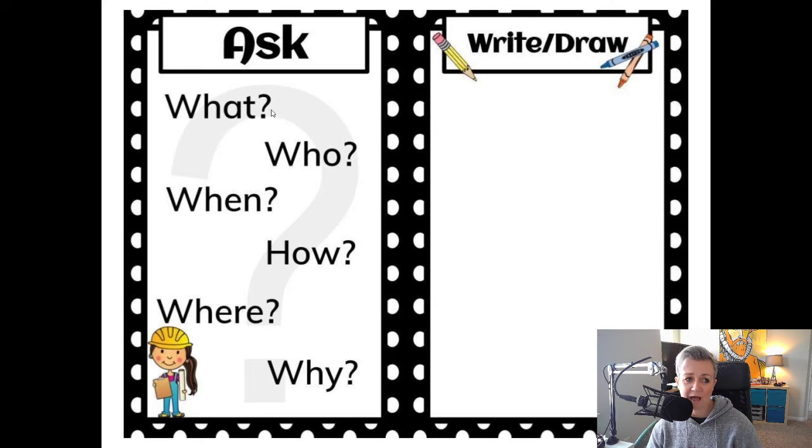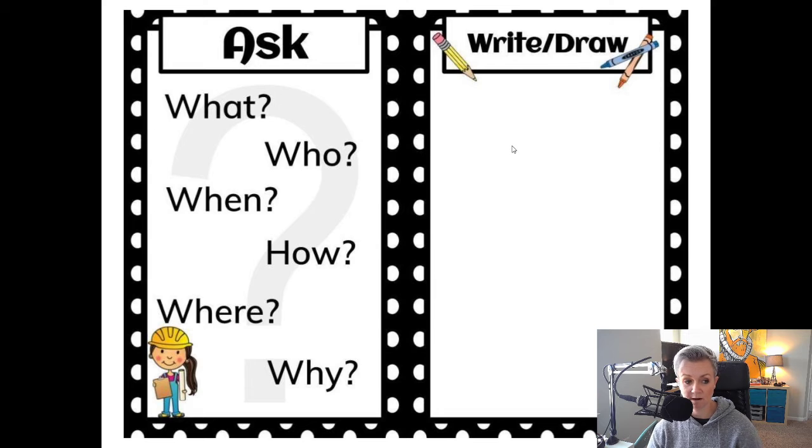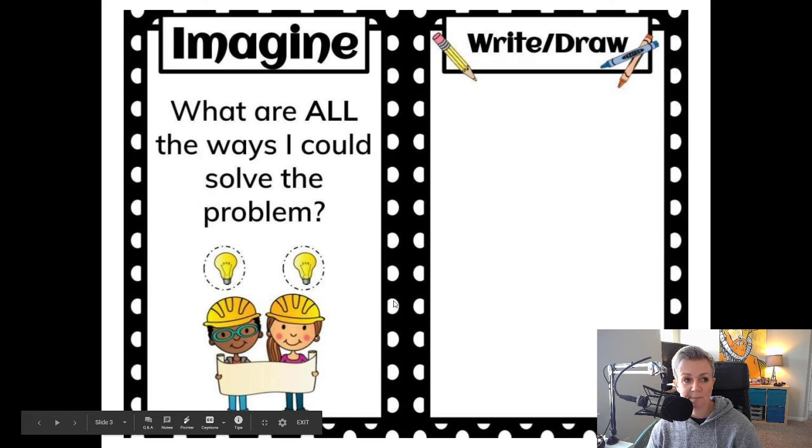First page here, ask: what, who, when, how, where, why. I believe that hits Common Core standards as well in reading and writing. And I just left an open page here so that students can record their information, record their questions, whether they're drawing these or they're writing these. Either way is fine.